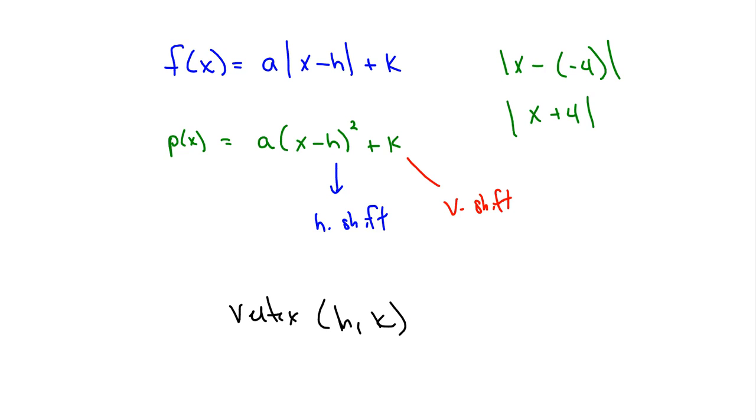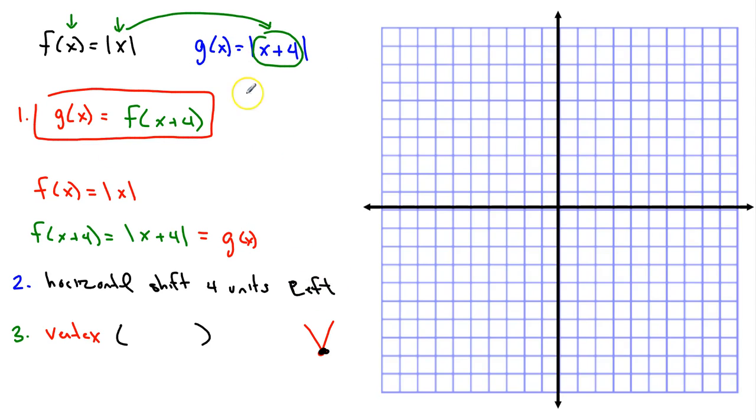So what is the h value in this formula? g of x equals the absolute value of x plus 4. Yeah. The h value is negative 4. What is the k value? Yeah, there is no k value, right? I'm not adding anything to the end here. So my vertex is negative 4, 0.